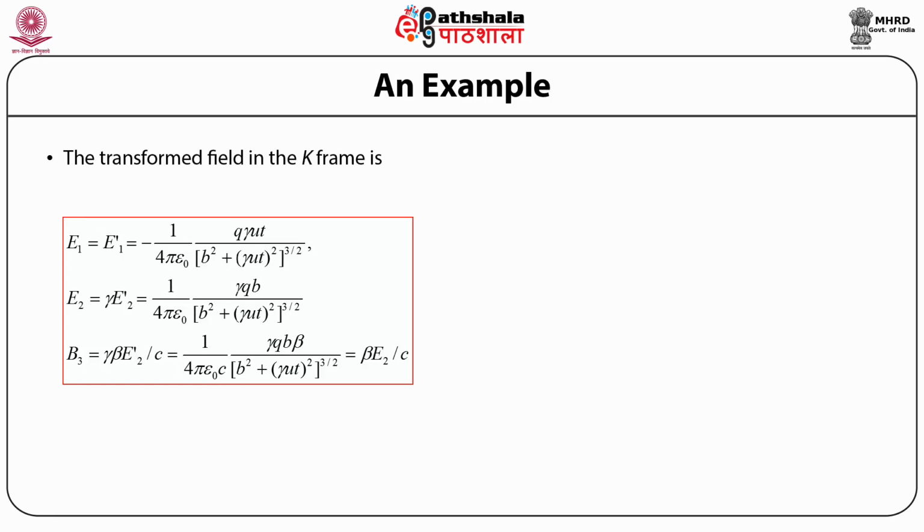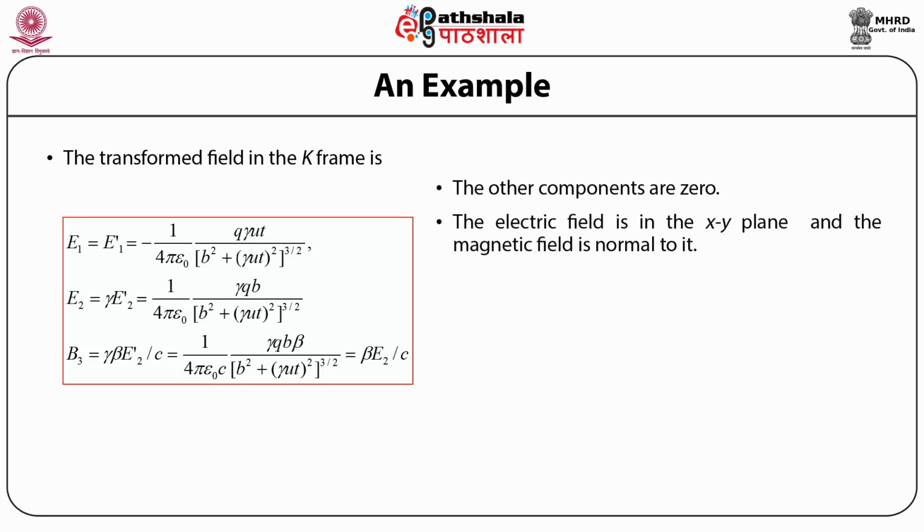epsilon naught times gamma times q times b upon bracket open b square plus gamma times u times t whole square whole bracket close to the power 3 by 2. B subscript 3 is equal to gamma times beta times E prime subscript 2 by c, and this is equal to 1 upon 4 pi epsilon naught c whole times gamma times q times b times beta upon bracket open b square plus within brackets gamma times u times t whole square whole bracket close to the power 3 by 2, and this is equal to beta times E subscript 2 by c. All the other components turn out to be 0.